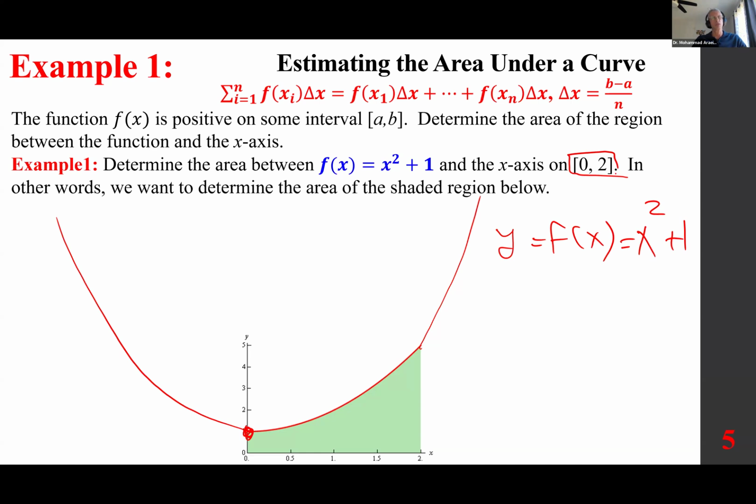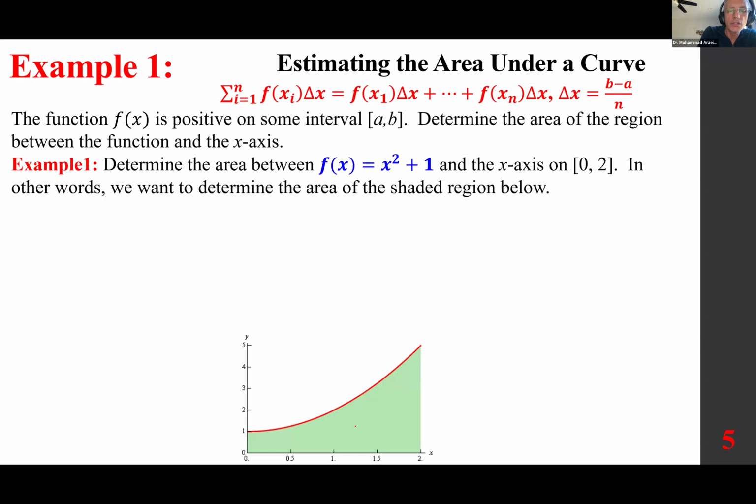So first, understanding what we are interested in. We want to find this area, and it's not a geometric shape we are familiar with. We are going to guesstimate it as follows. We are going to go with 4 rectangles, which means from 0 to 2, we're going to cut it into 4 equal parts. That's why delta x, b minus a over n, with n as 4.